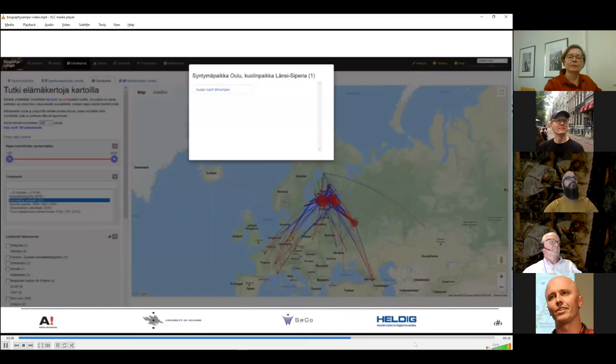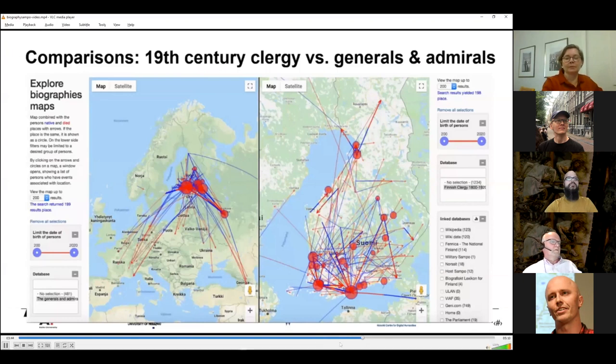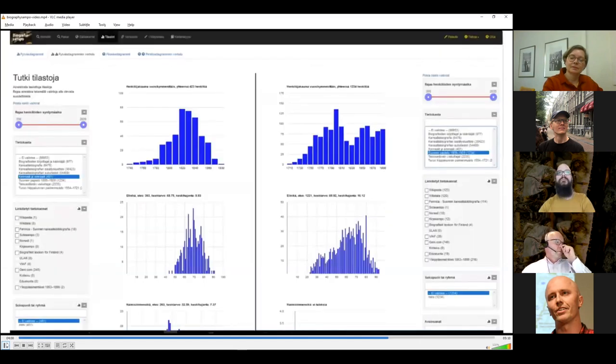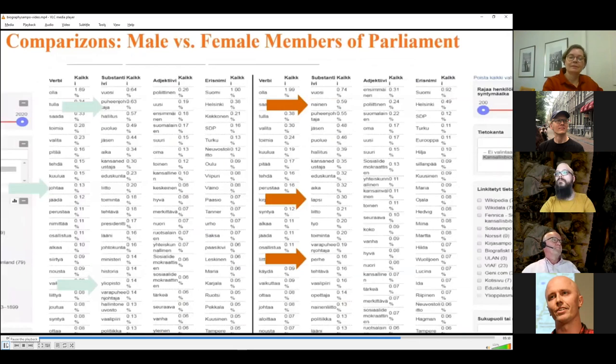The prosopographical views can always be used for two groups for making comparisons. Here the user compares the life maps of the soldiers with those of the clergy in the 19th century. The priests clearly stayed more often in Finland. In addition to visualizations like this, the user can also create various statistics of filtered target groups and find out and analyze networks within the groups. It is also possible to analyze the language of the biographies. For example, the words family and child occur often in the biographies of female Finnish members of parliament but seldom in the biographies of men.